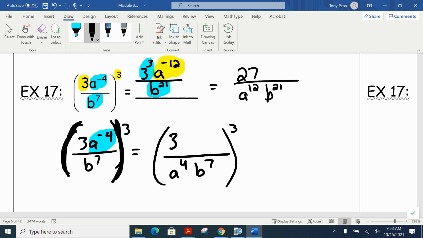We just move the negative exponent down. And then now if we cube everything, 3 cubed still gives us 27, just like we got on the other way. A to the 4th cubed, multiply those to get a 12. And then b to the 7th cubed, multiply those exponents to get a 21, and we get the same answer either way. So we could also approach it that way. A lot of these have some different options, okay?